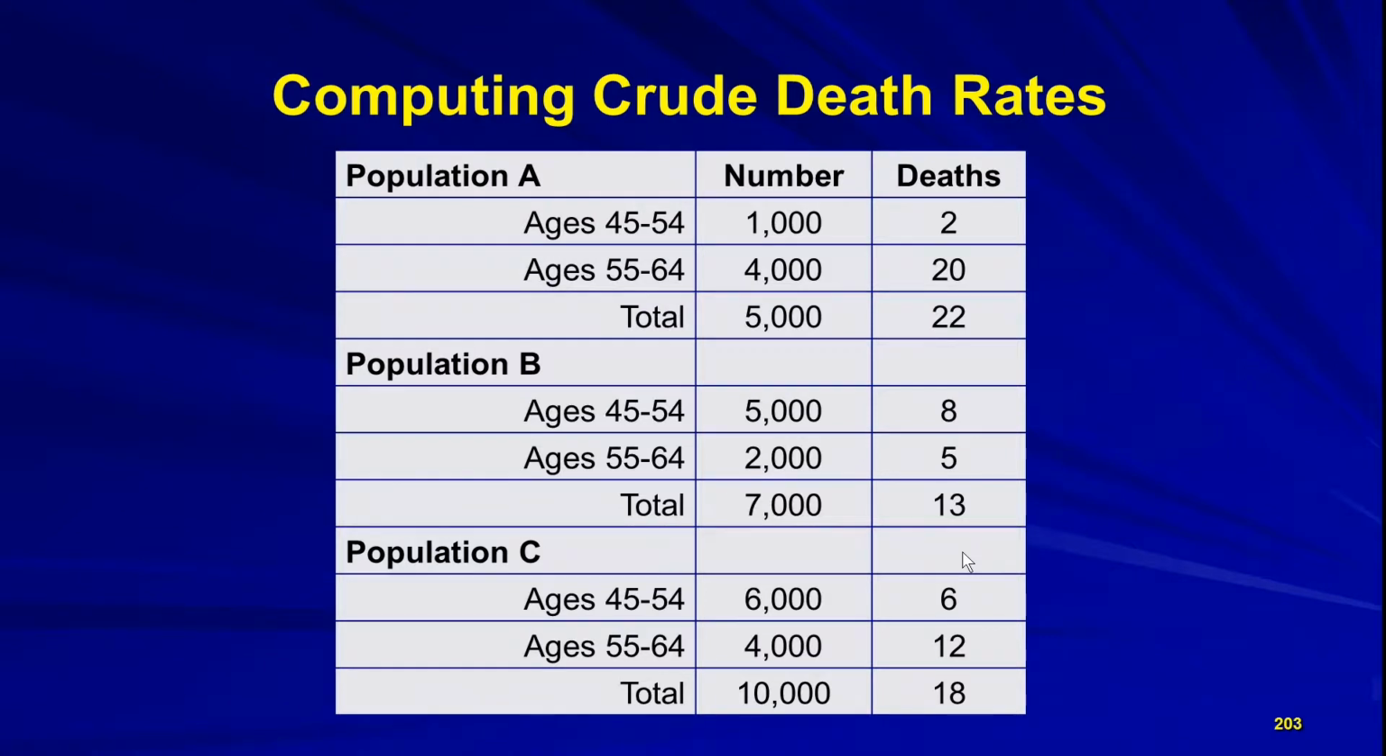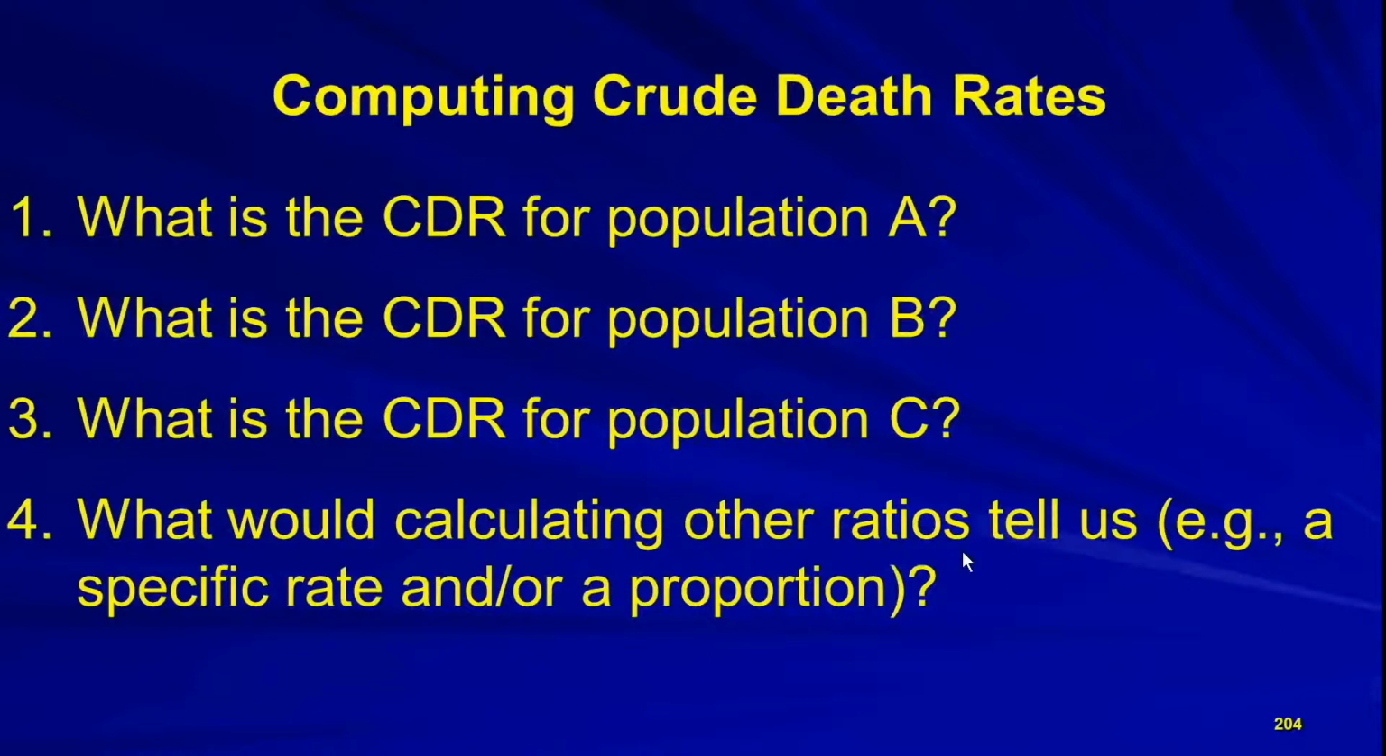Okay, here we go. Now, we ask, what is the crude death rate for population A, B, and C? Okay, and what would calculating other ratios tell us? Well, it would provide hints about determinants that might explain the high crude death rate among cities. Now let's focus on this.